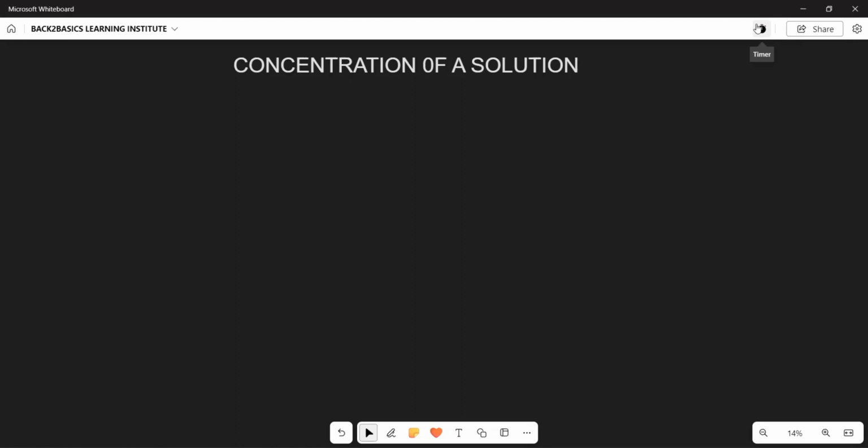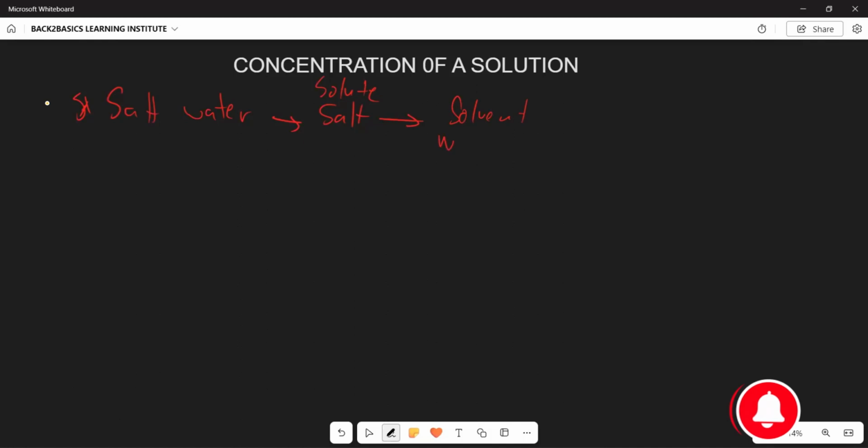The most common solvent that we know is liquid water, and that's why we call it an aqueous solution, which means the solvent is liquid water. Let me give you an example of what is the solute and what is the solvent. Let's say you have salt water. The salt in there is going to be the solute, while the solvent is going to be the water.